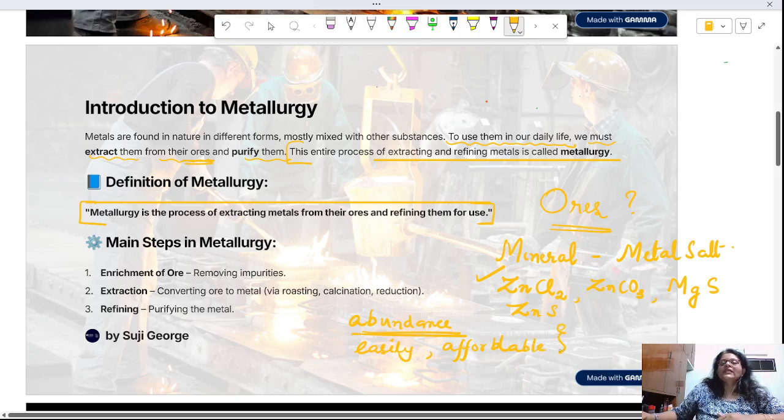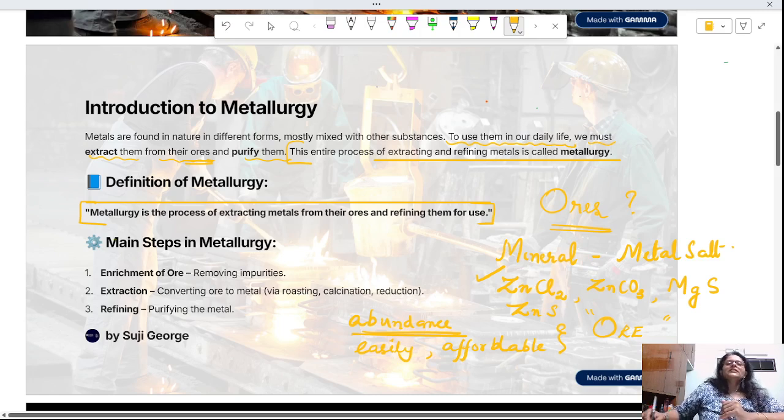Then we can consider that mineral as its ore. If the whole process of removing the metal from a particular mineral is easy and affordable, then we can call it its ore.